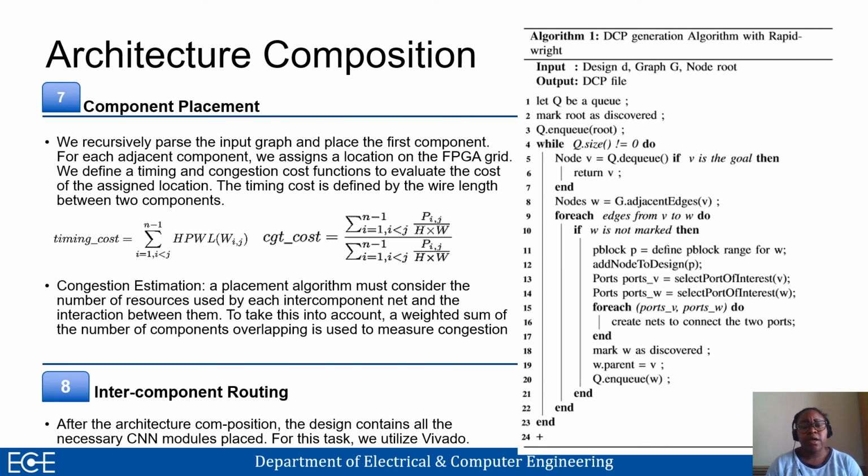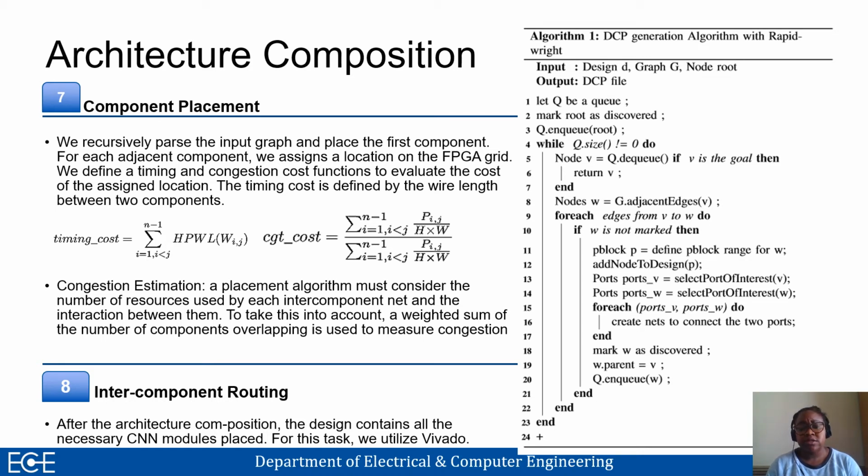Once the whole architecture has been composed, we have to place the final architecture. What we do is we recursively parse the input graph and place the first component. For each adjacent component, we assign a location on the FPGA grid. However, we want to be able to preserve the performance as much as possible. So we define two cost functions, a timing cost and a congestion cost, in order to evaluate the cost of the assigned location.